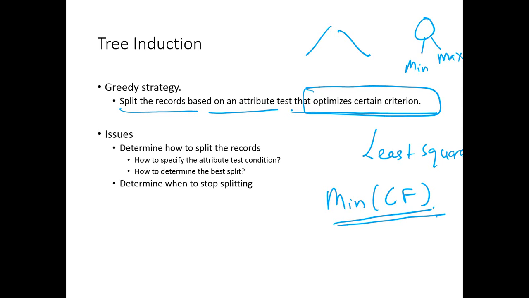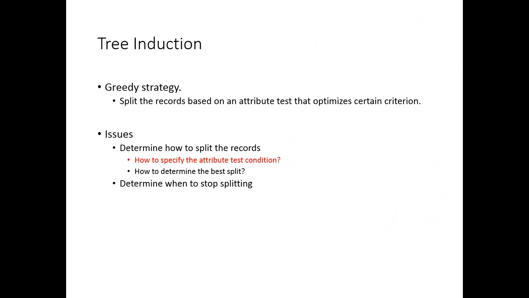So the issues, of course, are how to split the records, how to specify the attribute test conditions, under what condition the splitting is happening, how to determine the best split, how many splits there are to be, and the most important thing, when are you going to stop? You cannot simply go on with splitting, you have to stop somewhere, right? That's also very important. So we'll see how we do that.